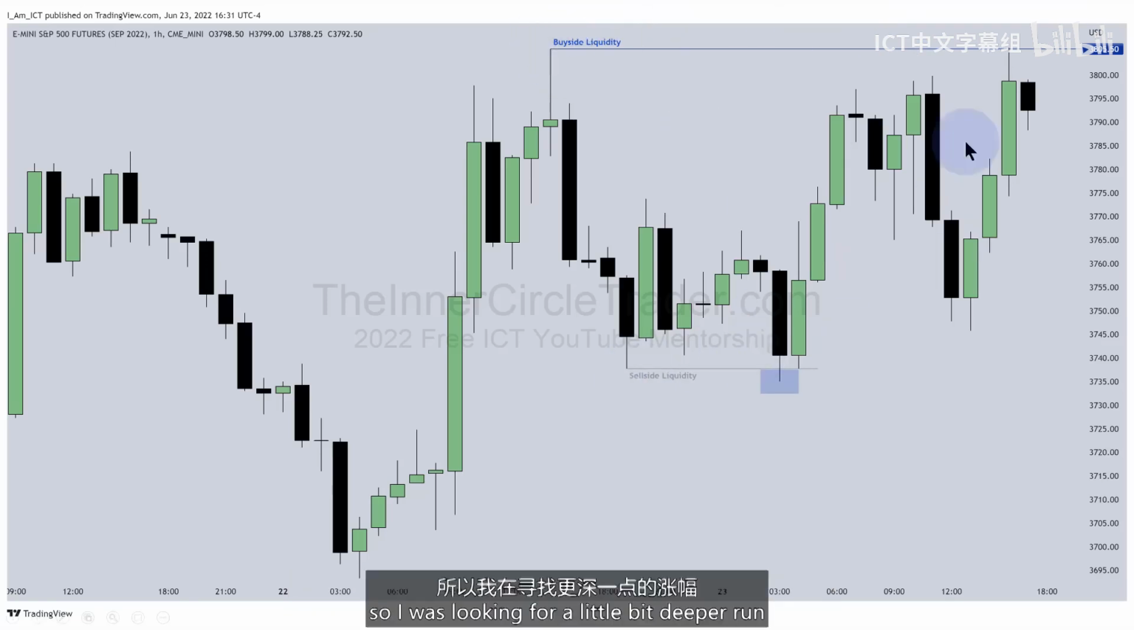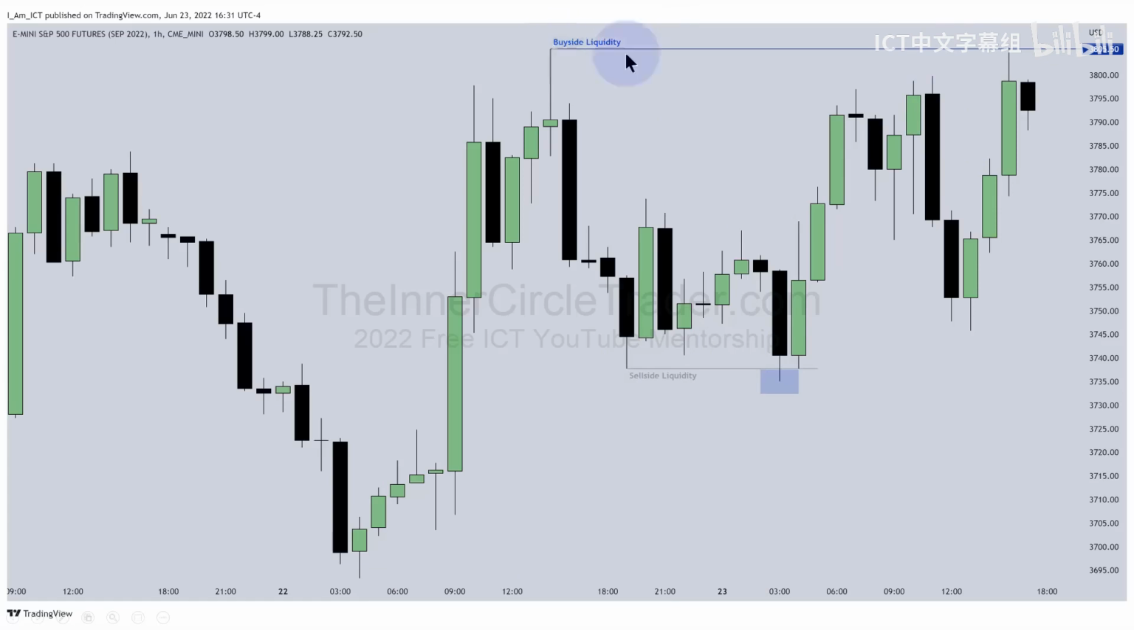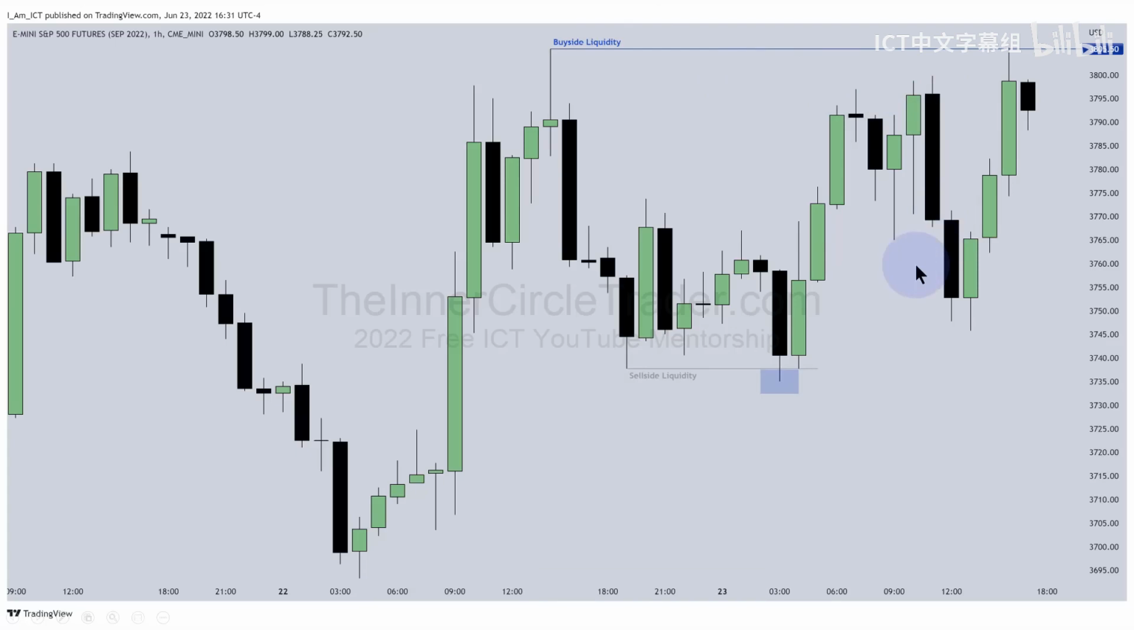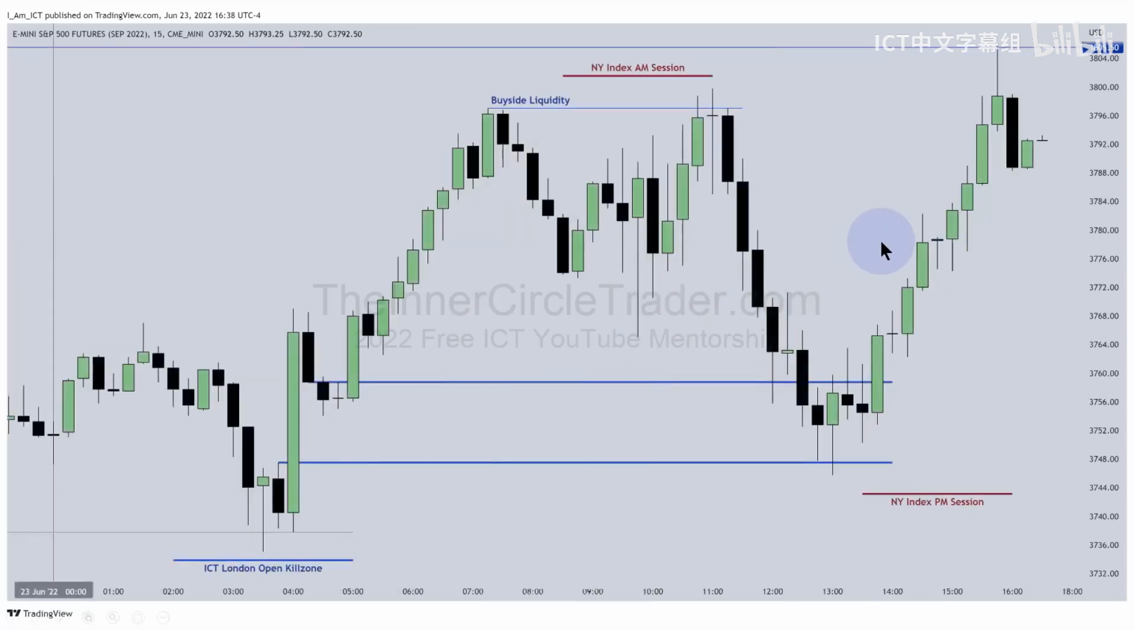We already took sell side, so I was looking for a little bit deeper run into this high here. When we went just above that short-term high there, it gave up the ghost and went lower. And I had a trade that got stopped out plus 2 points. And I'll talk about that when we get into the lower time frame.